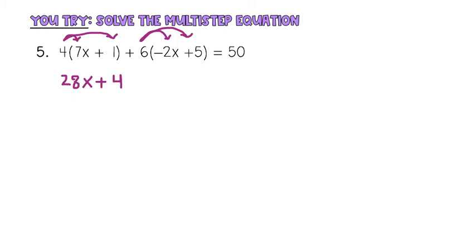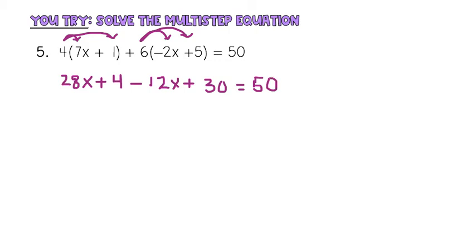Going to the next part of my equation, I'm going to do it like normal. So a positive 6 times a negative 2x is equal to a negative 12x. So notice how I just keep writing my terms. And a positive 6 times a positive 5 is equal to a positive 30. I bring down my equal sign and my 50.